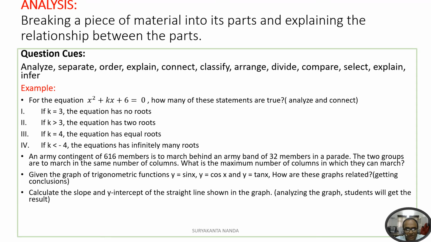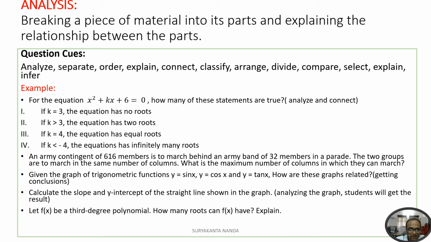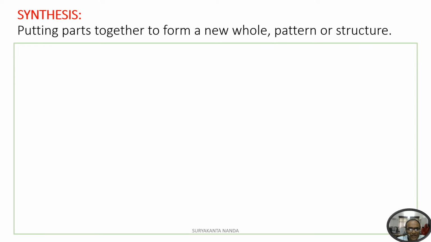the conclusion here. Now the next question is: calculate the slope and y-intercept of the straight line shown in the graph. Students, some graphs will be given. Students will analyze the graph and they will get the result. Let f(x) be a third degree polynomial. The next question: let f(x) be a third degree polynomial. How many roots can f(x) have? Explain.